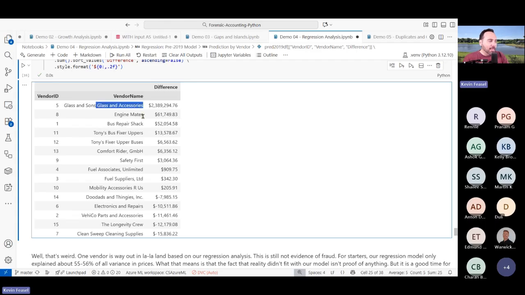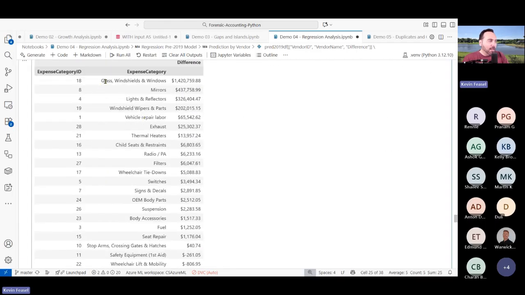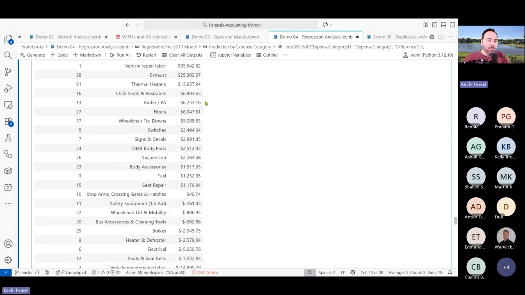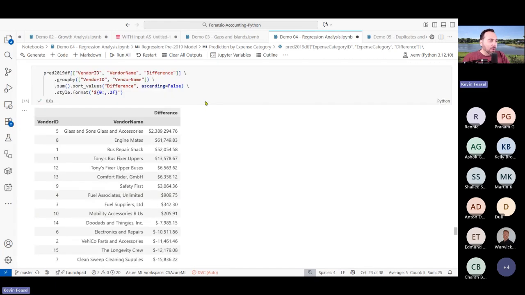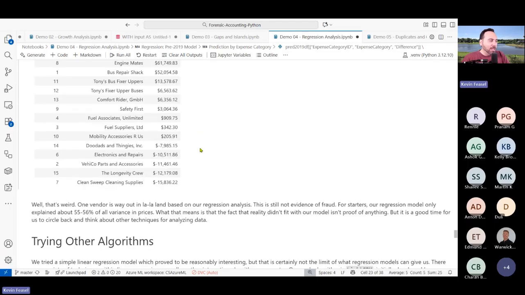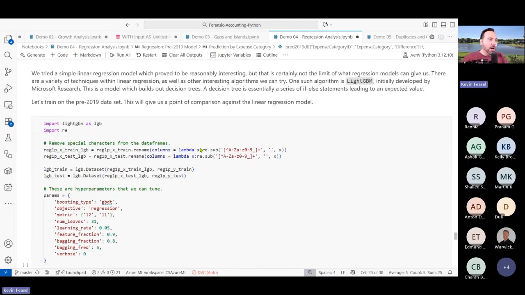Now, glass and accessories, we already see that glass happened to be the big difference in here. Mirrors, which are mostly glass, lights and reflectors, glass components there, possibly. And so we might see something interesting for there. And then there are other algorithms. I won't go through this. Basically, I showed, in this case, it's light GBM. This came out of Microsoft research. It is a gradient boosting model, and it turns out not to do much better than linear regression.